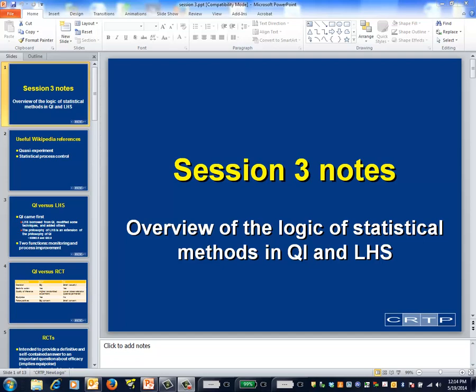This session was originally conceptualized as a review of the statistical procedures that are particularly common to quality improvement and learning health system applications. Although there are statistical procedures that are primarily used in these applications, control charting, for example, comes to mind, I don't know of anything that's solely limited to those applications.